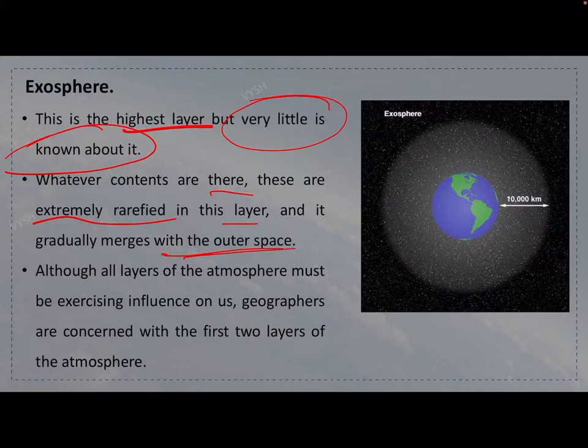Although all layers of the atmosphere must be exercising influence on us, geographers are concerned with the first two layers of the atmosphere. Those are very important for biological activity, as well as most of the phenomena that happen, maybe the climate or the biological conditions, or even a couple of calamities. This all happens because of those two layers itself. You will see it in detail here.